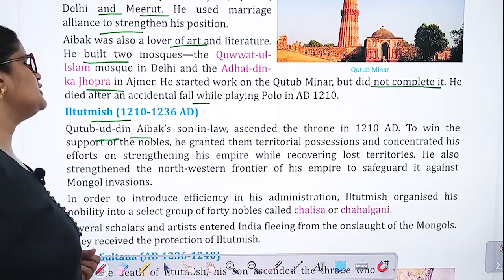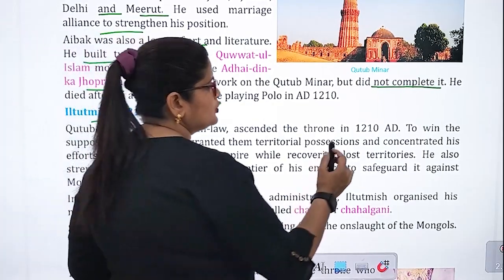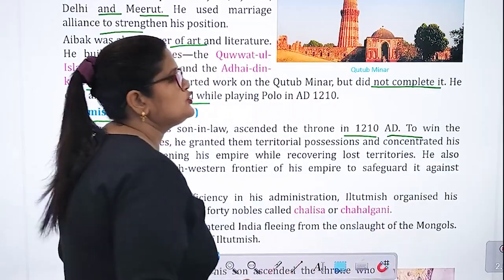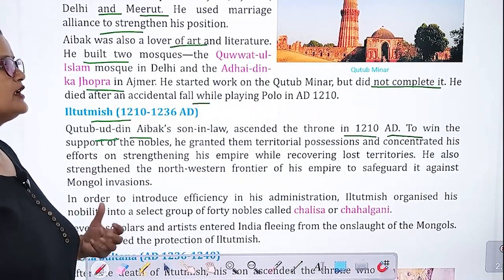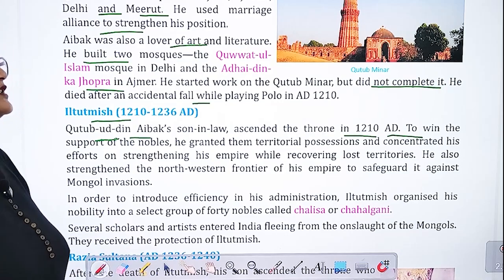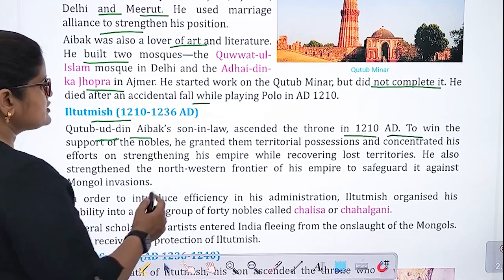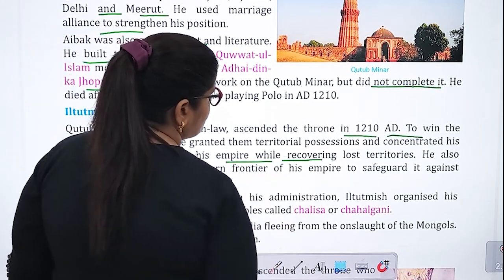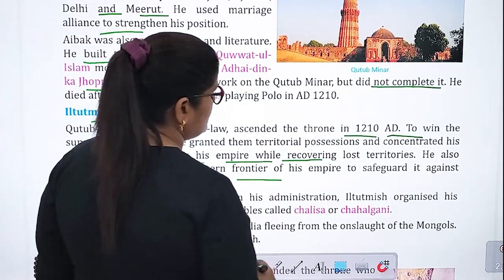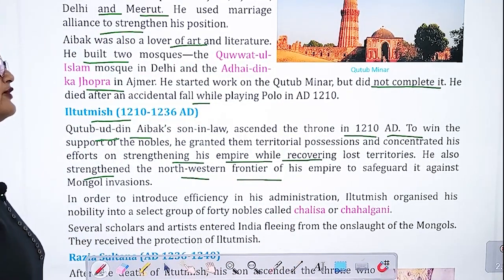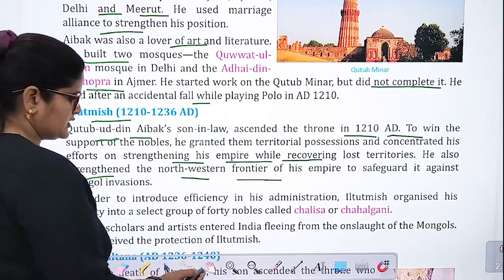Iltutmish, Qutbuddin Aibak's son-in-law, ascended the throne in 1210 AD. To win the support of the nobles, he granted them territorial possessions and concentrated his efforts on strengthening his empire. While recovering lost territories, he also strengthened the northwestern frontier of his empire to safeguard it against Mongol invasion.